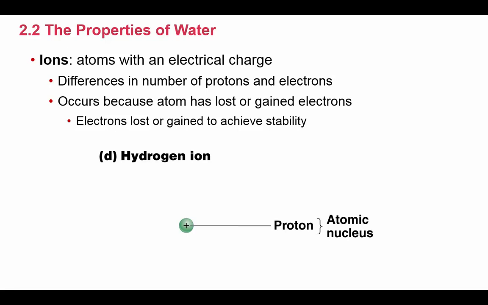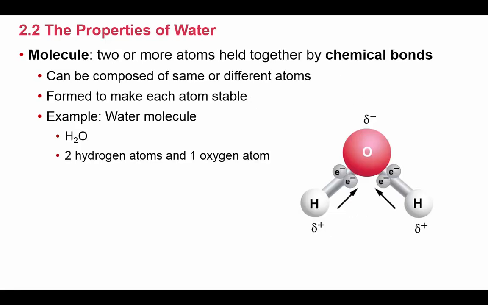So hydrogen has one proton in the nucleus and one electron, and it has one proton in the nucleus and one neutron in the nucleus. It has one electron in the electron cloud surrounding the nucleus. But if it loses that electron, it becomes a positive ion because it's got more protons than it does electrons.